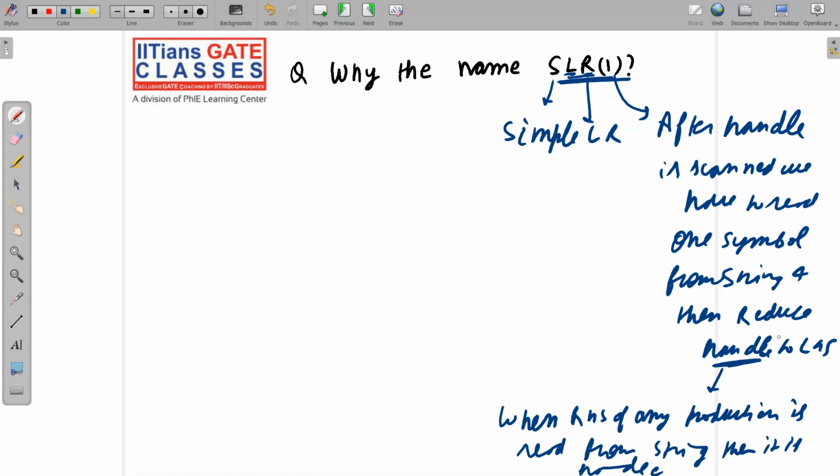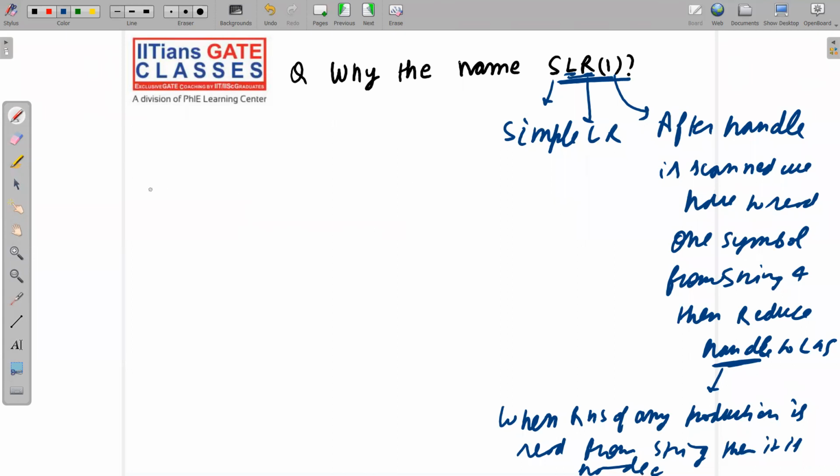I hope I have made the point clear. So after the handle is scanned, we are not reducing the handle to LHS blindly. In case of LR0, we were reducing the handle to LHS blindly, but here once the handle is scanned, we have to scan one symbol of the input string, and then we will reduce the handle to LHS. That means here the handle is not reduced to LHS blindly.